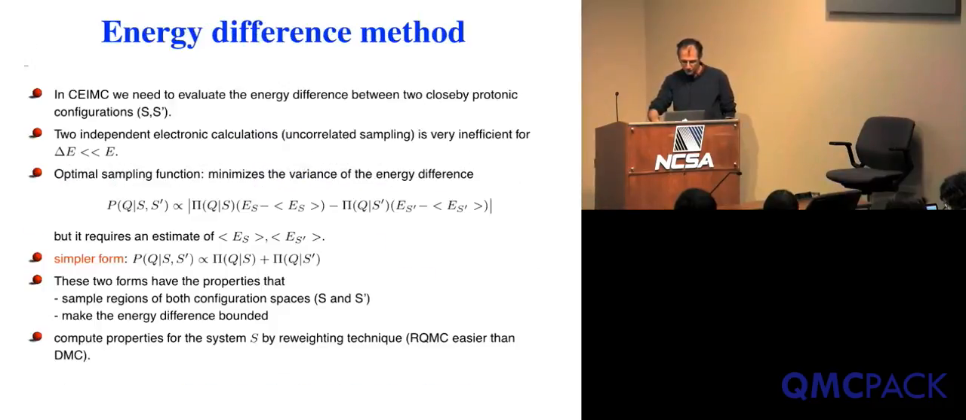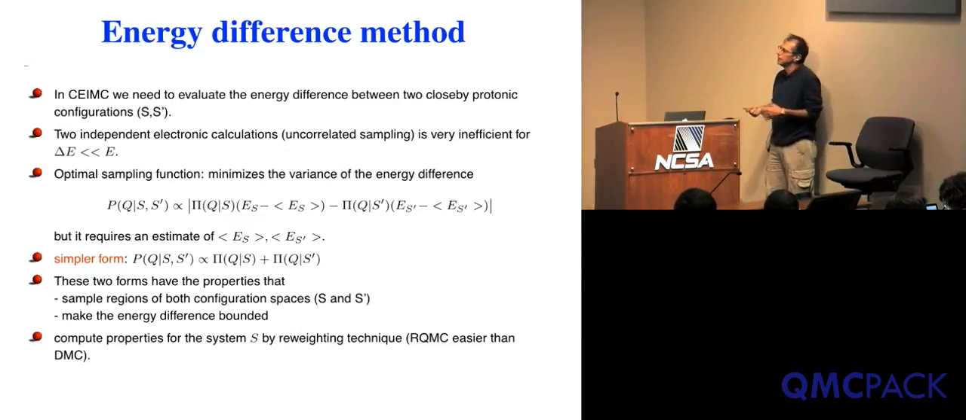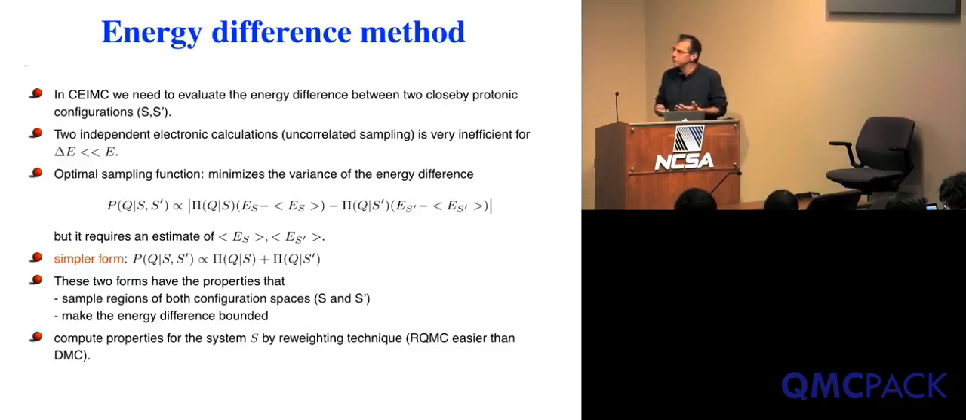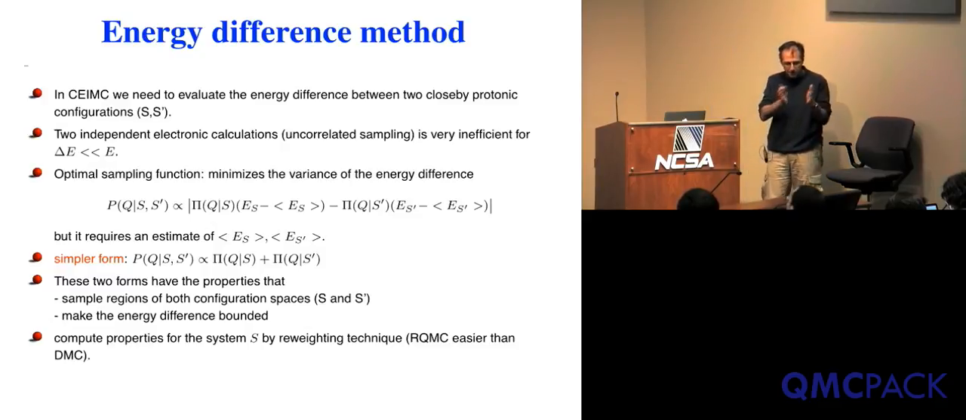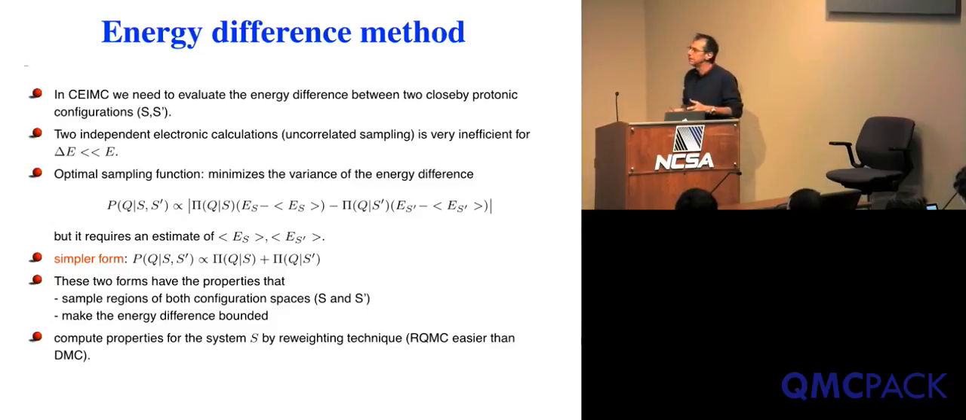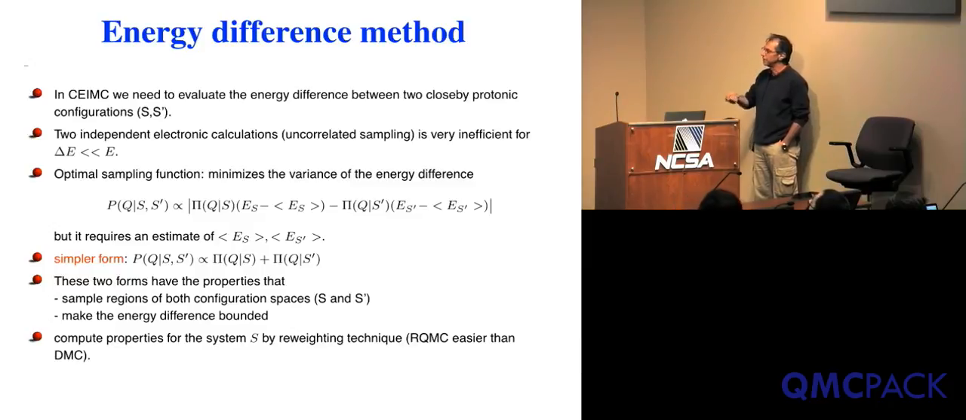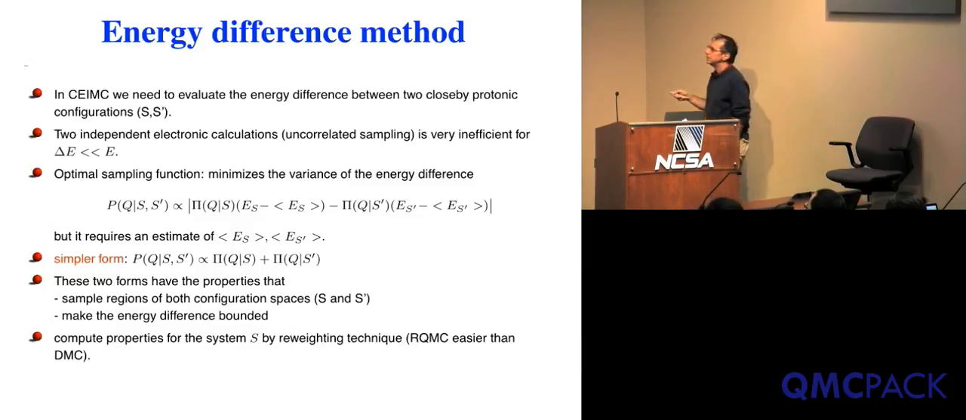Now, when we do energy differences, we sample the sum of the two pi's for the two different nuclear configurations. And this actually is nice because, first of all, your energy difference is always bounded, and the electrons know the relevant space for the two nuclear configurations. So you are sure that you are visiting all the important parts that are relevant for computing the energy. And then from this sampling you get directly the energy difference.